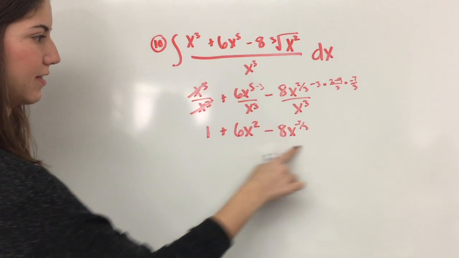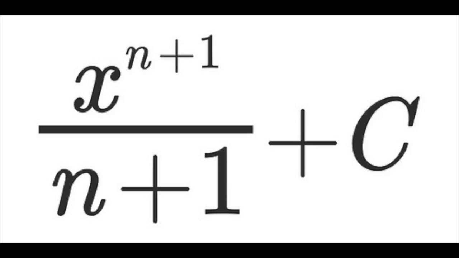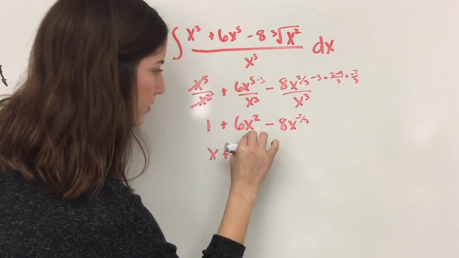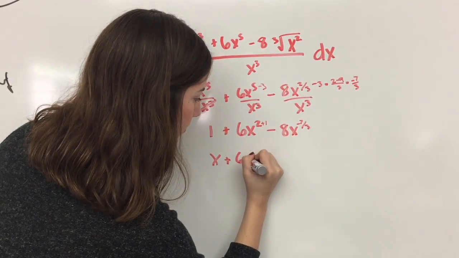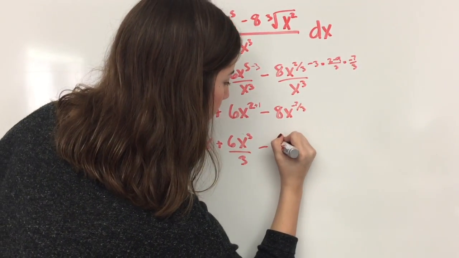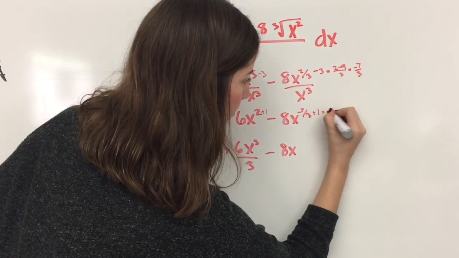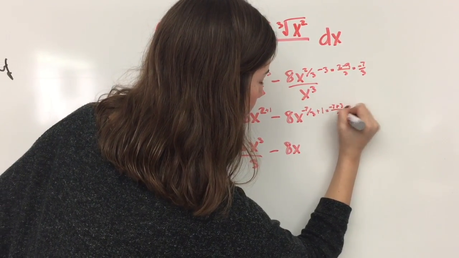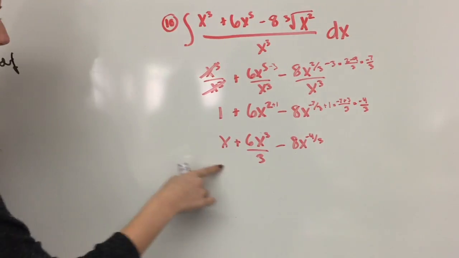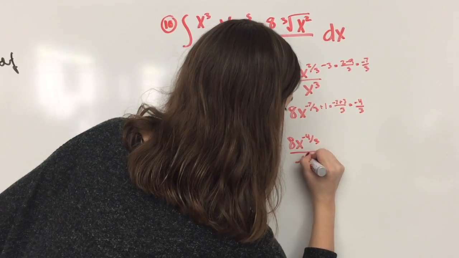So now that you've done this, you can integrate. Remember that to integrate you need to antiderivate. The formula for this is x to the n plus 1 power over n plus 1, plus c. So the antiderivative of a number without a variable is a variable, so 1 is x, plus 6x squared is 2 plus 1, 6x cubed over 3, minus 8x to the negative 7/3 power plus 1, that is negative 4/3. So you get negative 8x to the negative 4/3 power over negative 4/3.